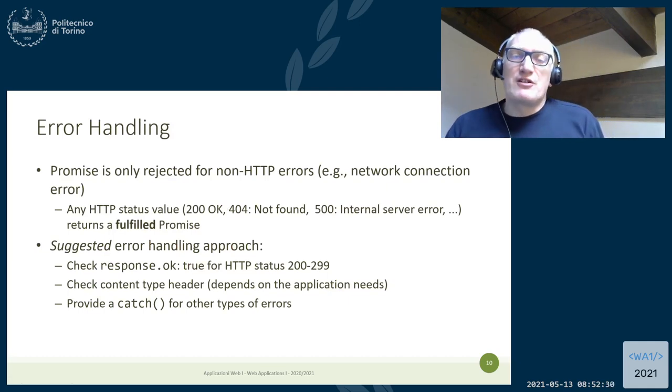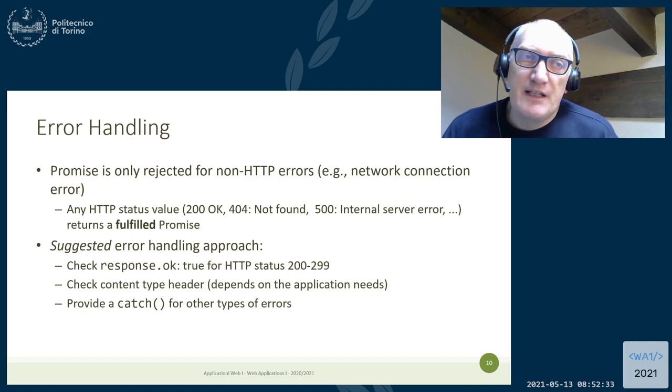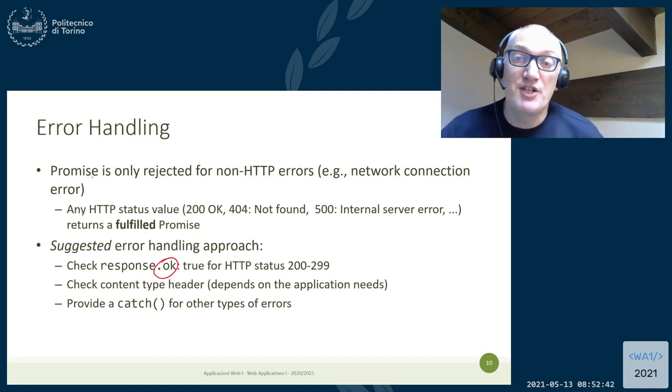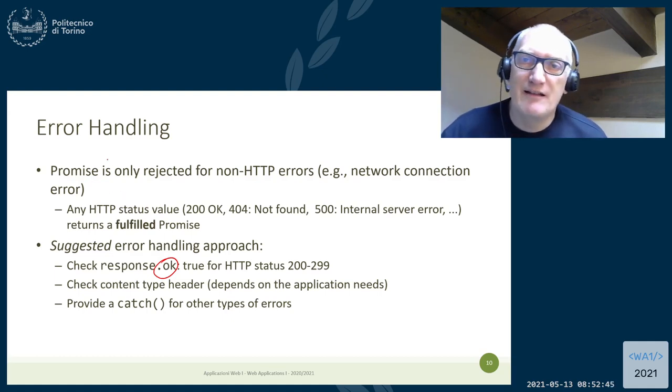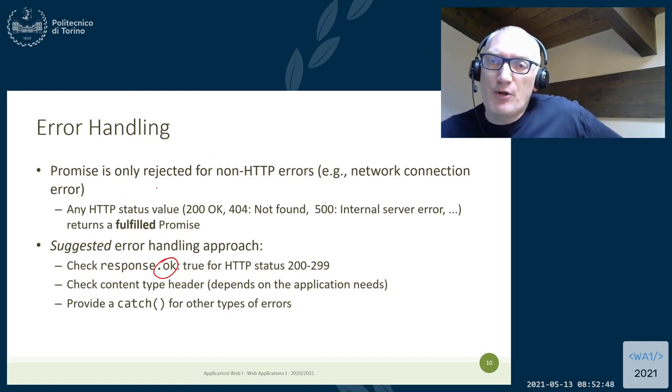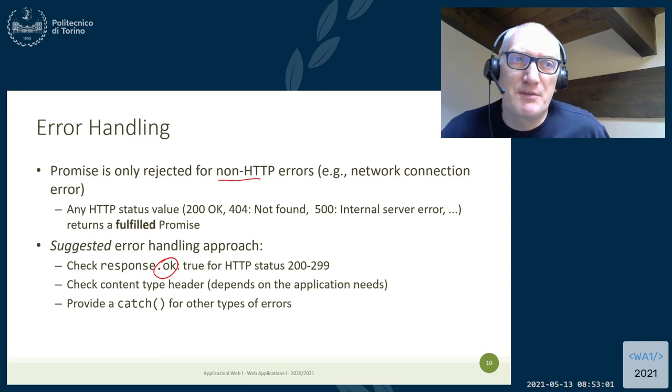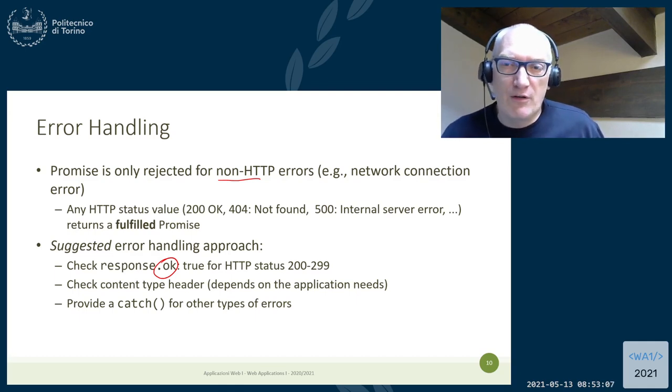So if something goes wrong, what we find is that ok is false, or it may happen that the promise is rejected. The strange thing is that fetch behaves in a strange way. The promise is only rejected if the error is not at the HTTP level. So maybe you have a network connection error, the server is not found, so we have a problem at the TCP/IP level, at the connection level, and so on. The request goes into timeout, and so on. In these cases, you have a rejected promise. So you have two processes, one in the catch branch.